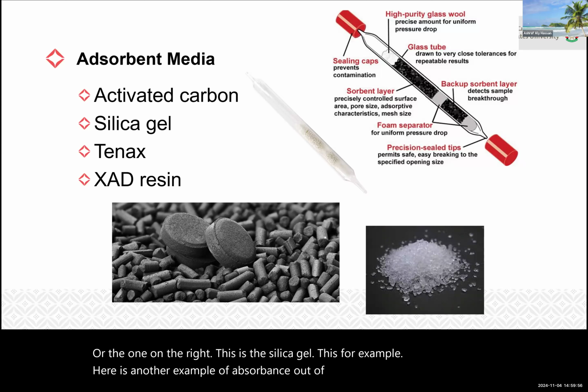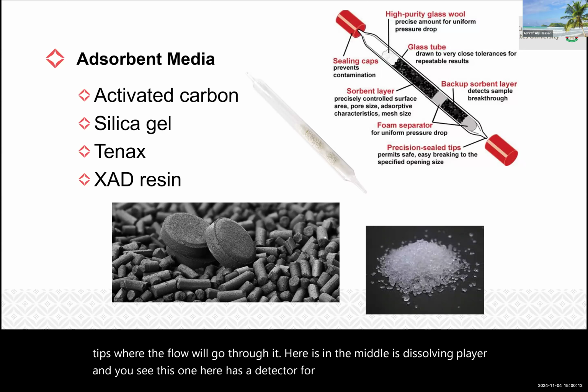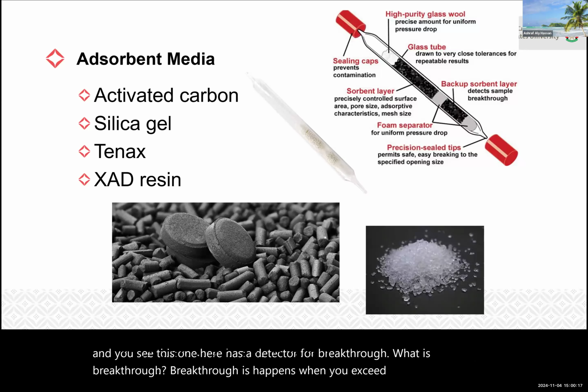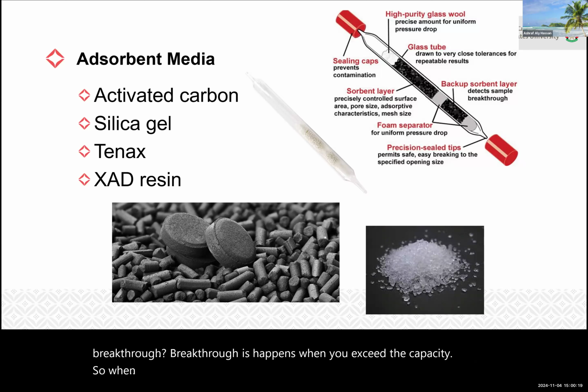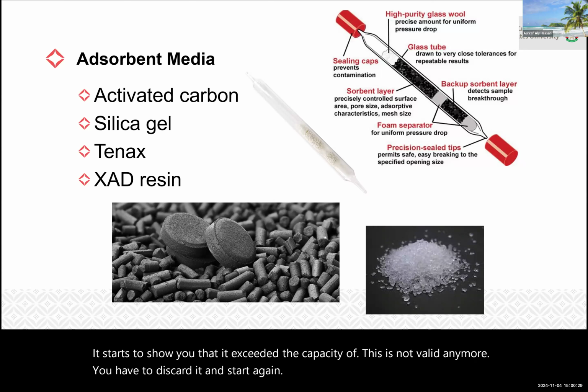You will have here the two tips where the flow will go through it. Here in the middle is the adsorbent layer. And you see this one here has a detector for breakthrough. What is breakthrough? Breakthrough happens when you exceed the capacity. So when you exceed the capacity in this one, it starts to show you that it exceeded the capacity. So this is not valid anymore. You have to discard it and start again.